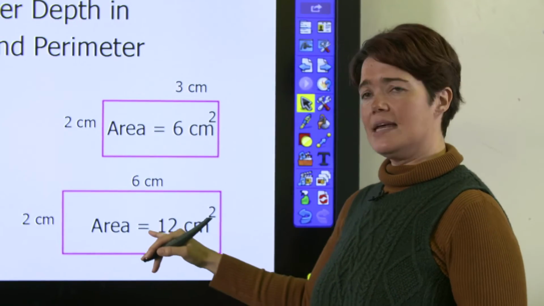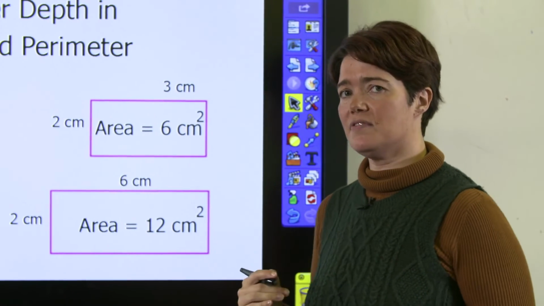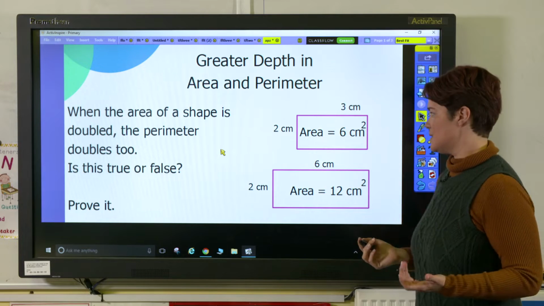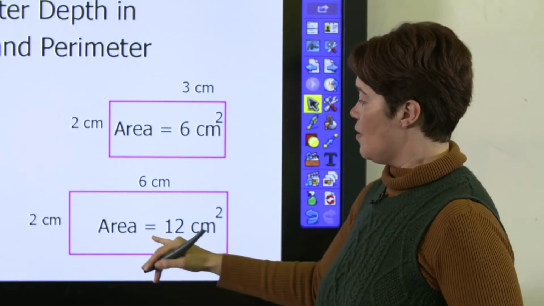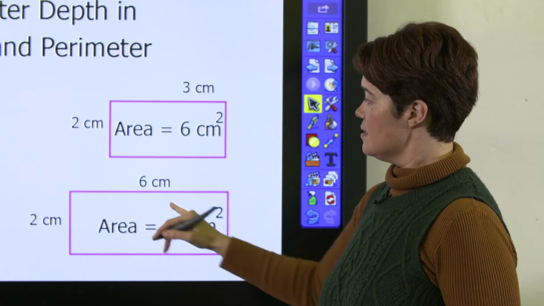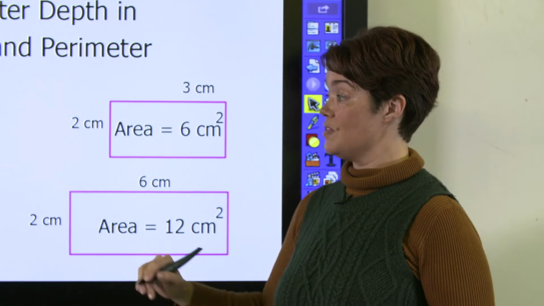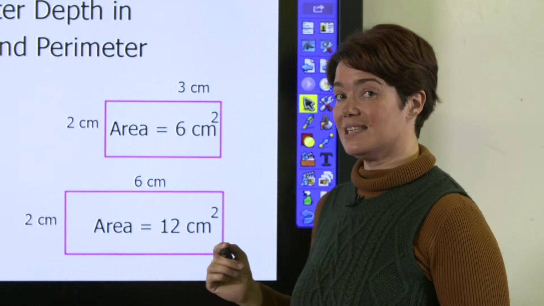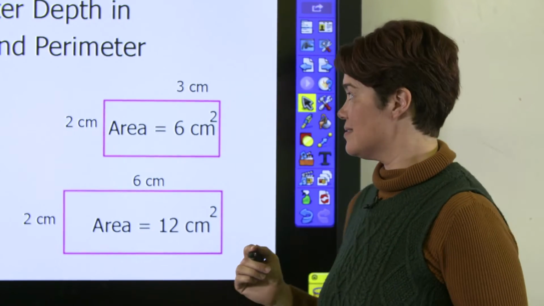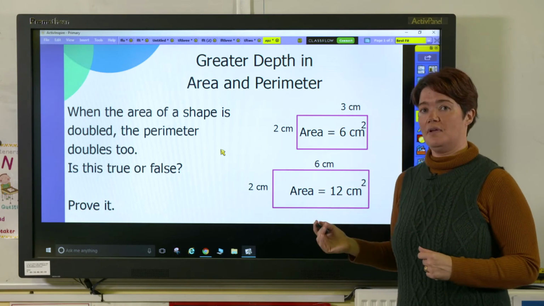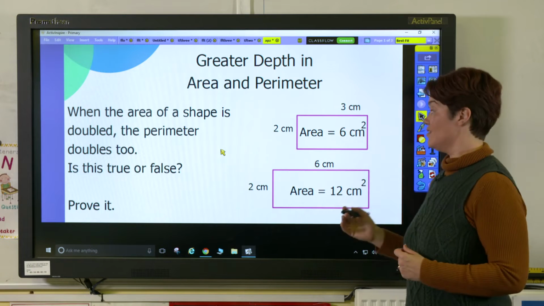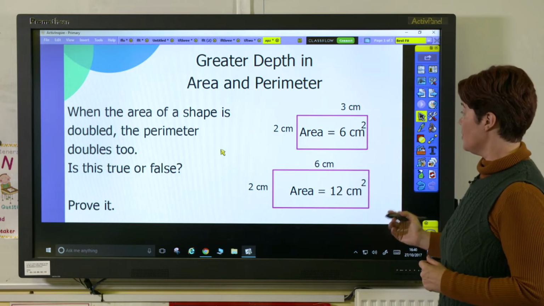So what we'd like to see here, now that we've got an area of 12 centimetres squared, is that our perimeter should be 20 centimetres. Well, let's have a look. Our area is 12 centimetres squared, so our length is 6 centimetres, our width is 2 centimetres. We can see from this our perimeter would actually be 16 centimetres. So it's false. Again, proof by counterexample. We've managed to say that we can't prove this, so therefore it must be false.